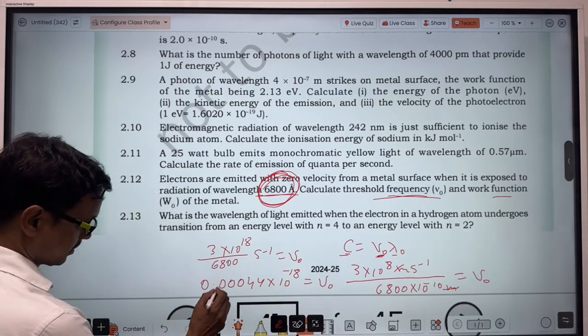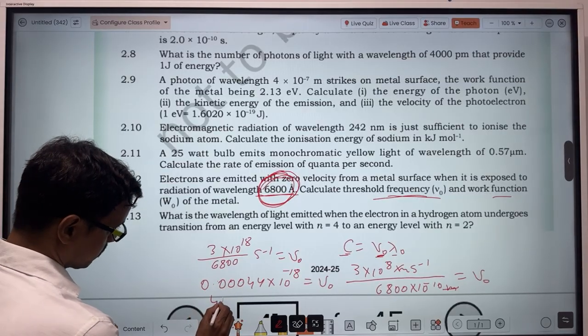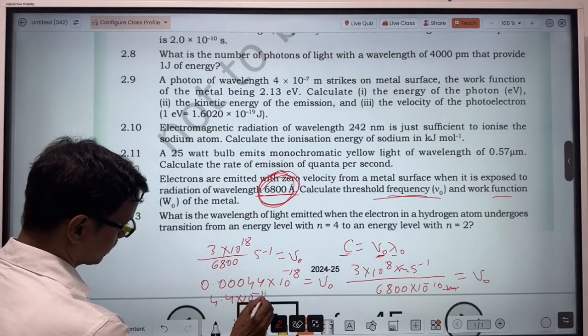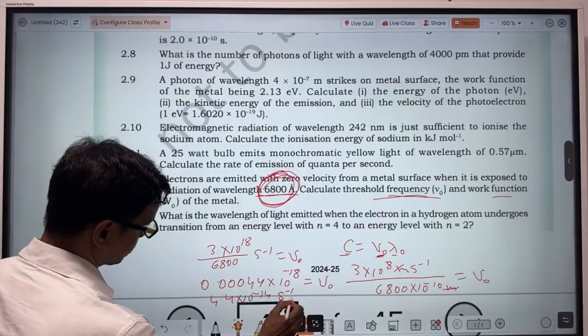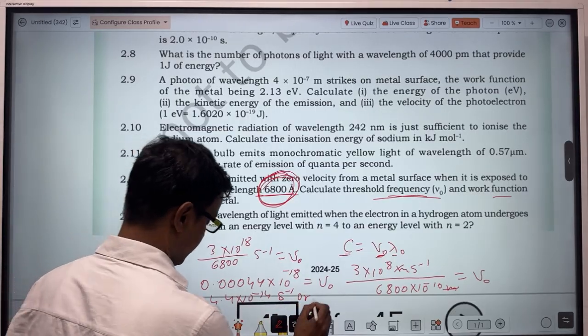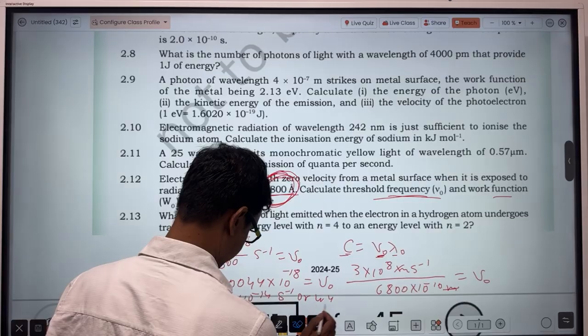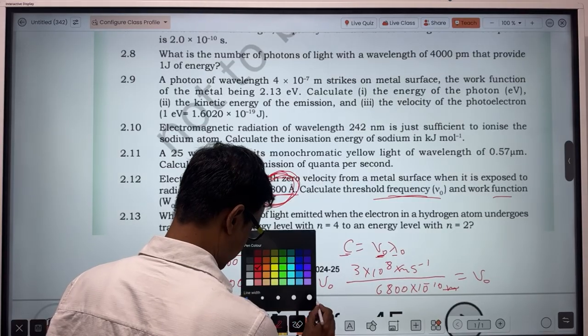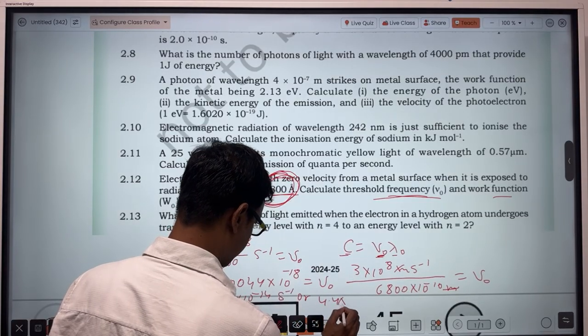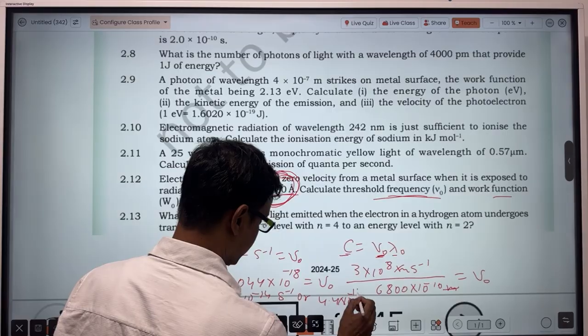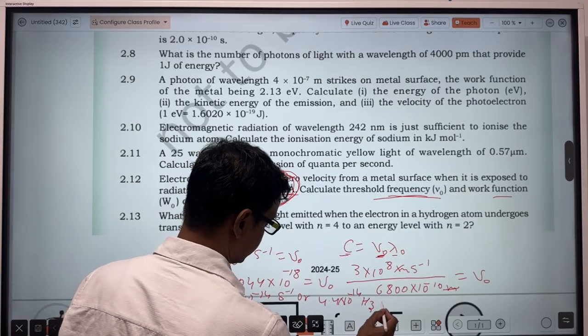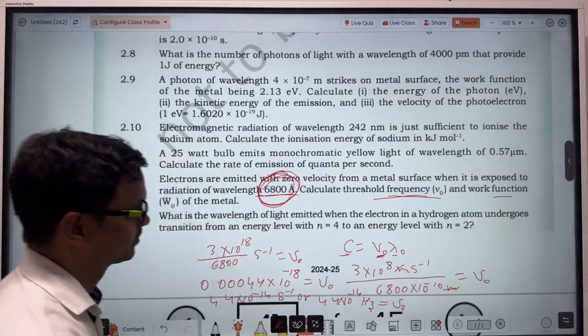So that is 4.4 into 10 power minus 14 second inverse, or 4.4 into 10 power minus 14 hertz. That is the threshold frequency.